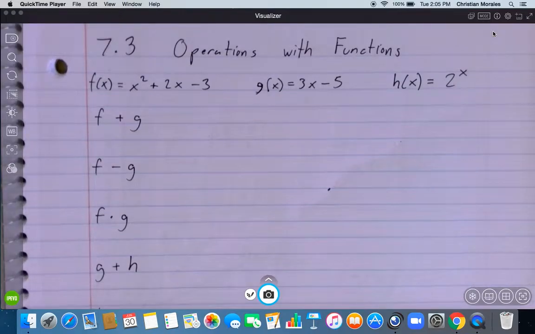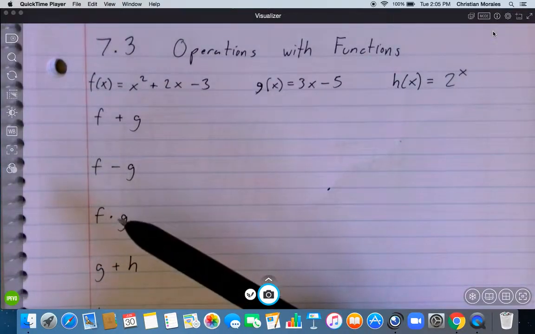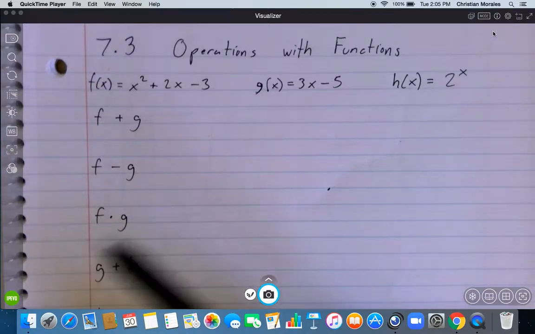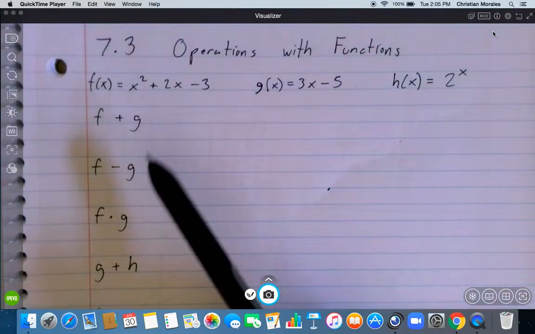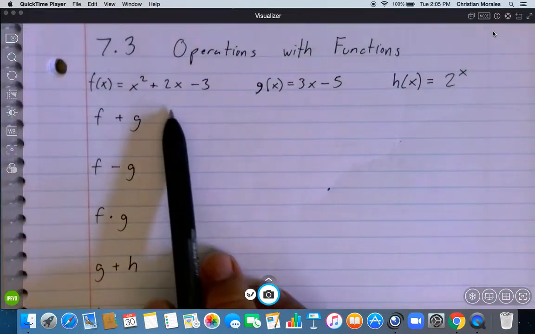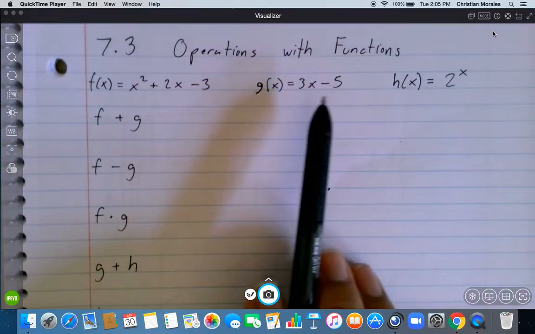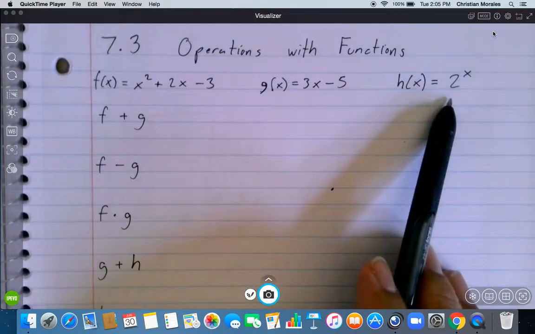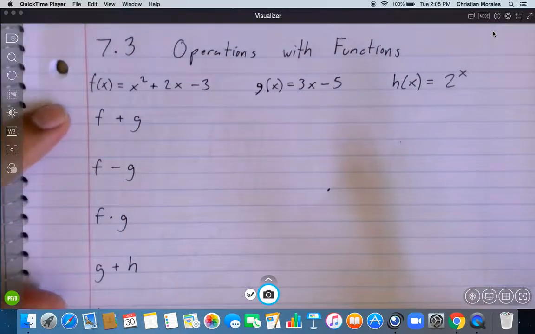Operations with functions. So now that we've talked about all these different functions, what happens if they mix together? Today I'm going to focus on adding, subtracting, and multiplying. What happens if you combine these functions using operations like addition, subtraction, and multiplication? I have here a quadratic, a linear, and an exponential. So let's start when we see this.